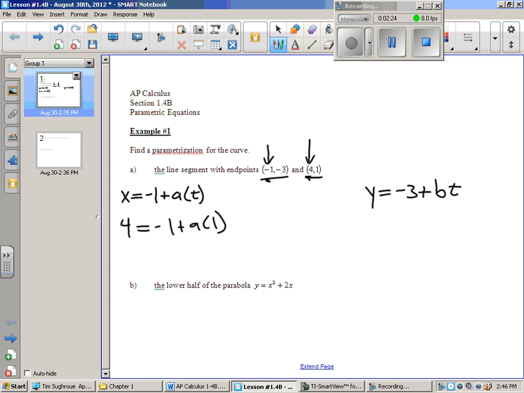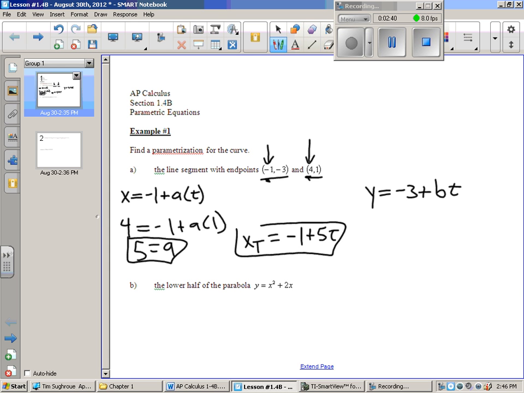If you add 1 to the other side, you're going to get a equals 5. So we have the x-coordinate can be defined in terms of t as being -1 plus 5t. That's going to be our x-coordinate definition.